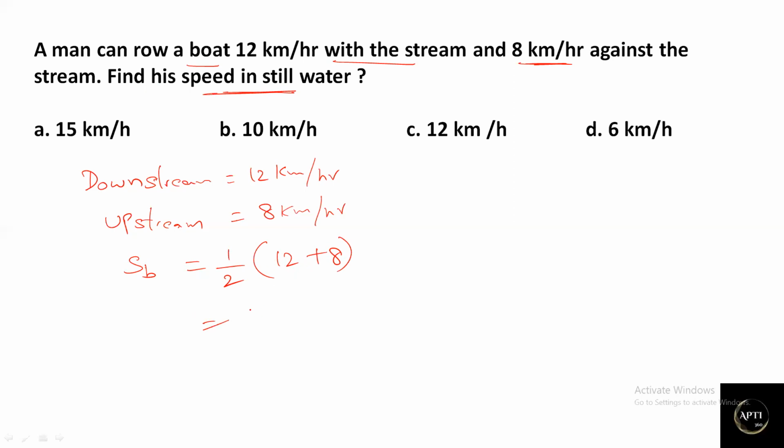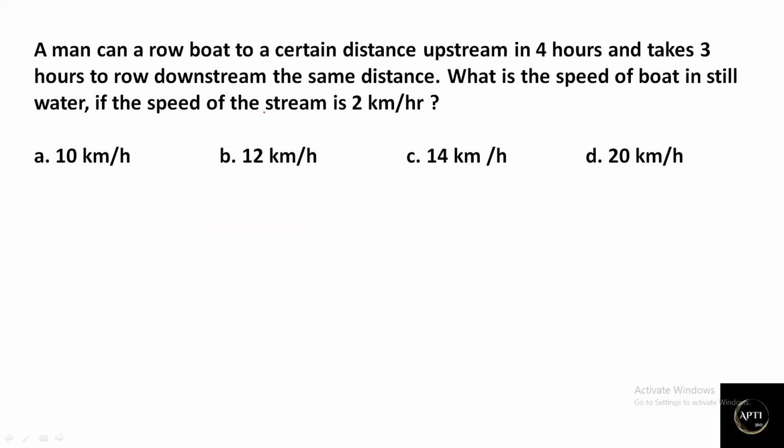So what will be the answer? 12 plus 8 is 20. 20 by 2 is 10 kilometer per hour. This is the speed of boat in still water. So option B is correct. Similarly, we'll try to solve the next question. A man can row a boat a certain distance upstream in 4 hours and takes 3 hours to row downstream the same distance. What is the speed of boat in still water if the speed of stream is 2 kilometer per hour? Now, if you observe, they are asking us to find the speed of the boat.